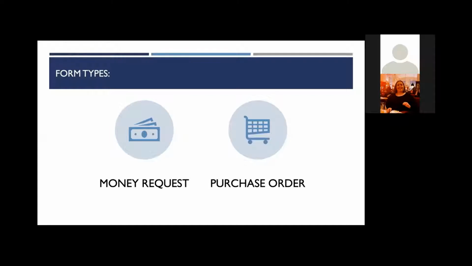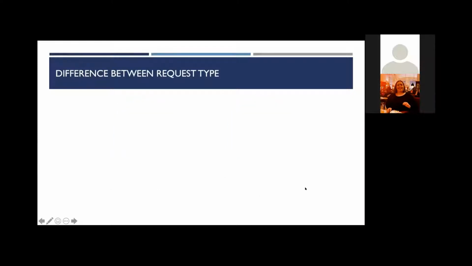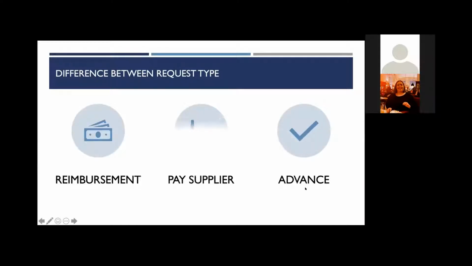Okay, so we've got two different form types that you'll be using. One will be a money request, and one will be a purchase order. They're the only two that you would probably use. You wouldn't use any other one apart from these two. So the difference between the request types, you've got three different types: reimbursement, pay supplier, and an advance.